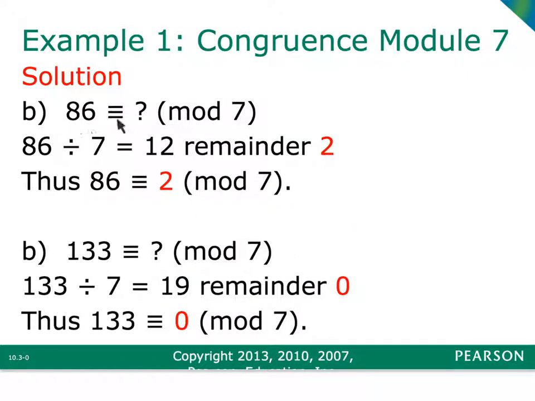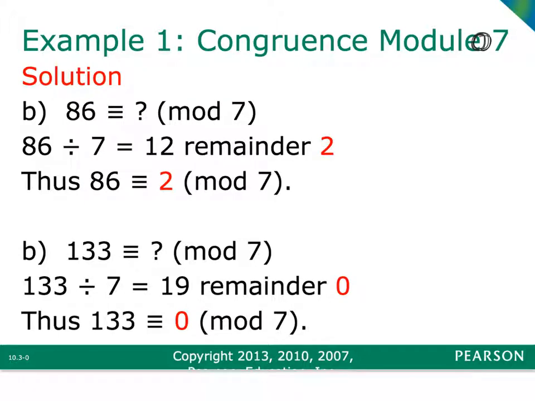So it's just the remainder when we divide by 7 if we're talking about modulo 7. B, 86 is congruent to what modulo 7? So we're going to take 86 divided by 7, which is 12, and our remainder is 2. So 86 is congruent to 2 modulo 7. Remember, we're just looking at the remainder when we divide by 7 for modulo 7. And this should be a modulo there, not module. That should be it over there. In our last example, C, not B, 133 is congruent to what modulo 7? So we take 133 divided by 7 is 19, remainder 0.